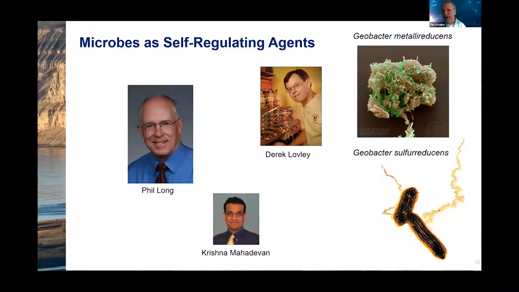Now at the time, Phil Long, who worked at PNNL as a research scientist, was the PI of the RIFLE project. And Derek and his team were working on the RIFLE project because it turned out that Geobacter metallireducens and sulfurreducens were the dominant organisms at the RIFLE site responding to acetate injection and performing metal reduction. And so Phil saw this model that was developed by Derek and Krishna. They called it their in silico genome scale model, and he was intrigued by it and talked to me and said, we need to go talk to these guys.